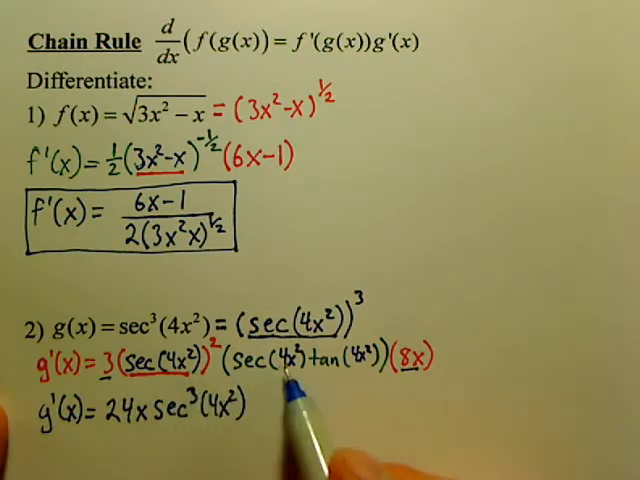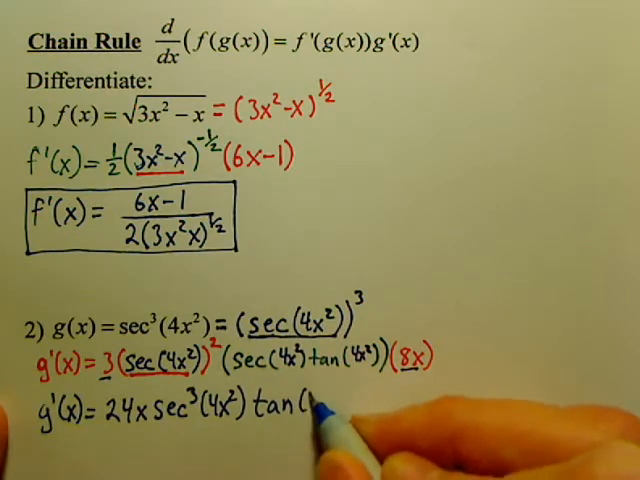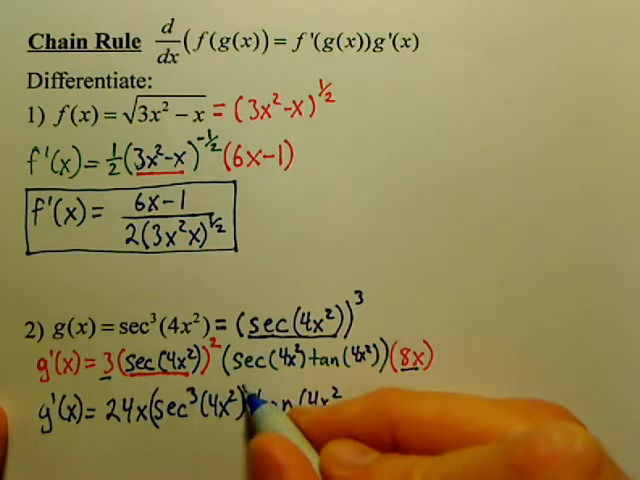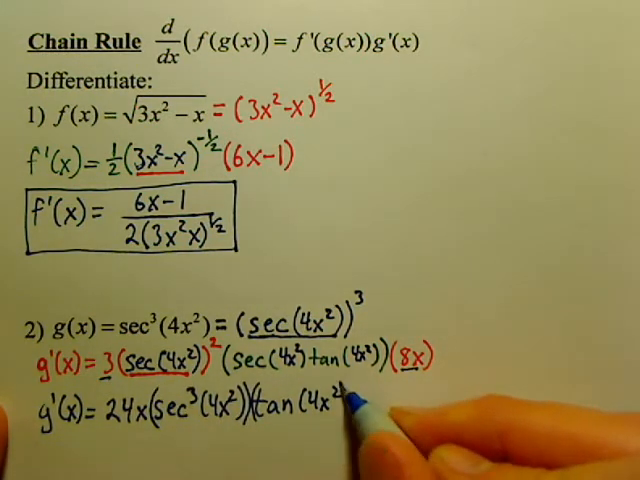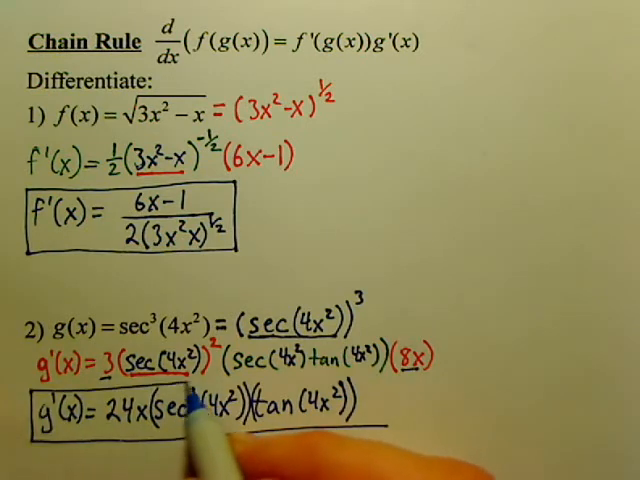You see how you have a squared and another secant? Both are the same inside. And then we have this tangent 4x squared. Okay. If you want to, you could put these in parentheses, if that helps you separate everything better. All right. And that would be your answer. Nice and pretty. Okay, I say it's pretty. You might not think so.